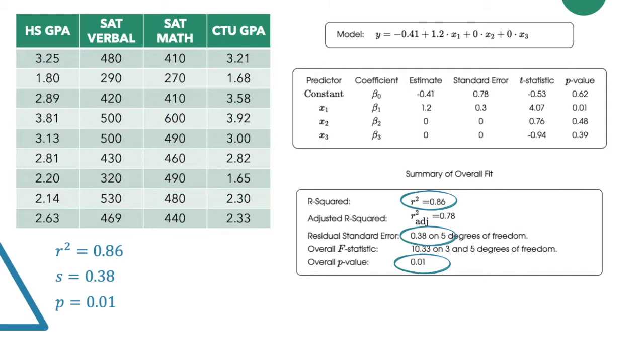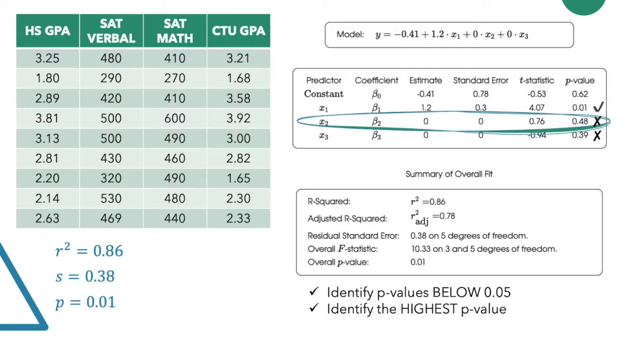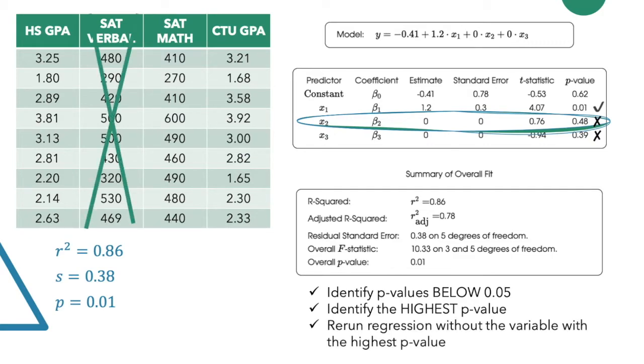Now we're going to look at each of the individual variables. The first thing we're going to do is identify any that have p-values below 0.05. Here are the p-values. The first one is below 0.05, the second one is not, and the third one is not. So we have 2 that are not below 0.05. We're going to identify the highest p-value, which in this case is x2, the SAT verbal. We're going to take that one out, and we'll rerun the regression without the variable that has the highest p-value.